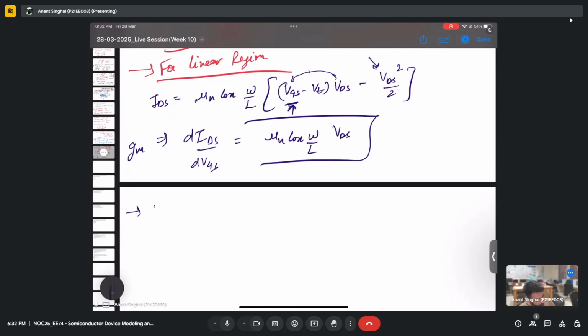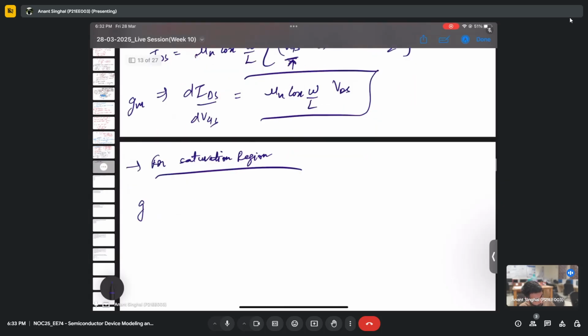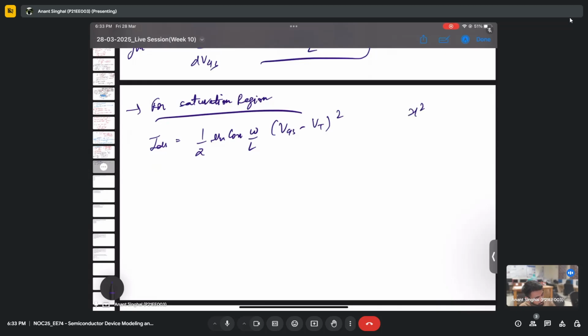Same if I talk about the saturation region. Let me write the ID equation first. It is 1 by 2 mu n Cox W by L, and we have a direct VG relation, that is VGS minus VT whole square. The differentiation of x square we know is 2x only. Using that we can calculate the GM, and it is now related to the gate voltage.